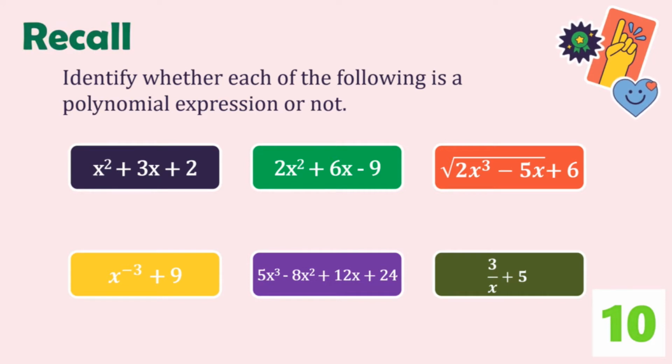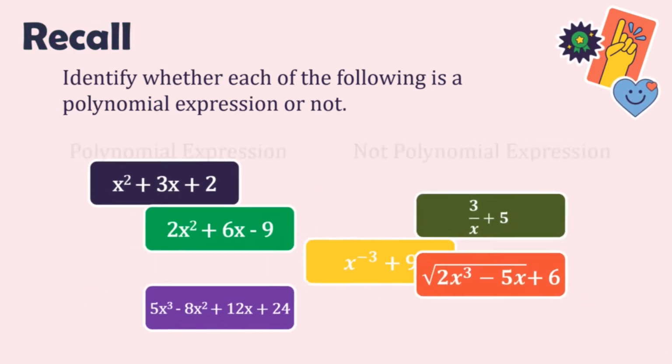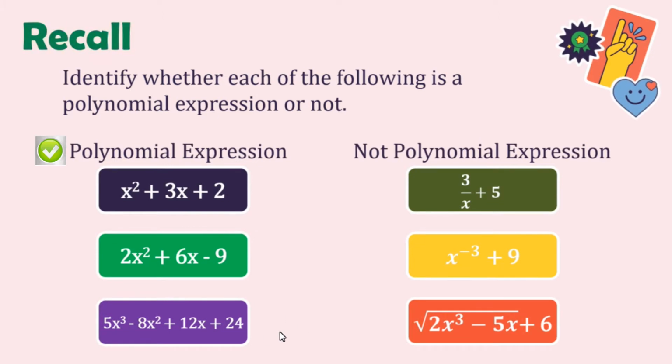Identify whether each of the following is a polynomial expression or not. You have 10 seconds to answer. Your timer starts now. Alright, time is up. If these three are your answer, you are correct. These are examples of polynomial expressions, and these are not examples of polynomial expressions. Always remember, a polynomial expression is a group of variables, coefficients, and constants, and it doesn't have an equal sign.